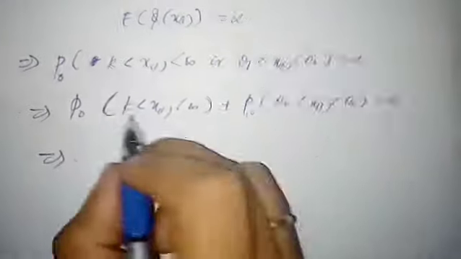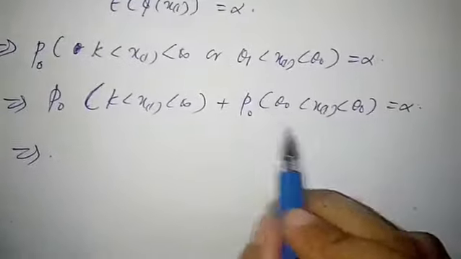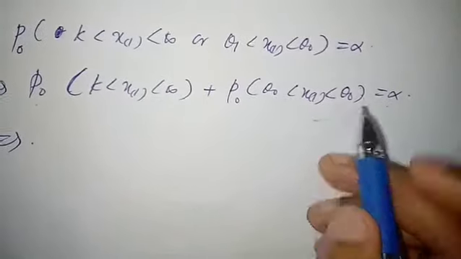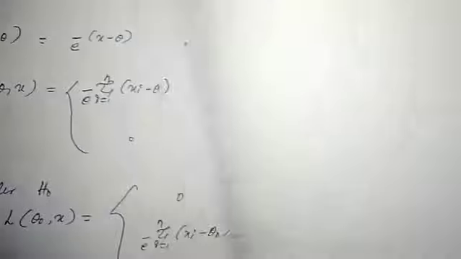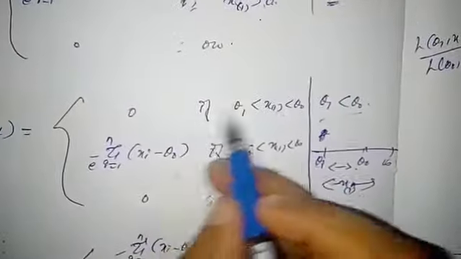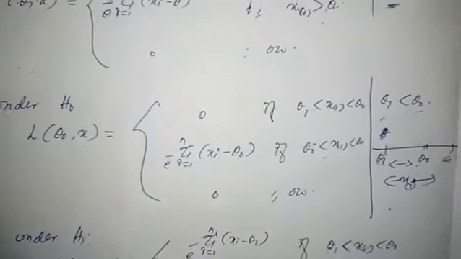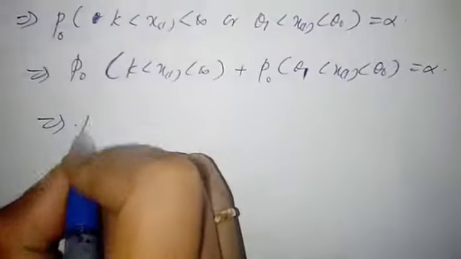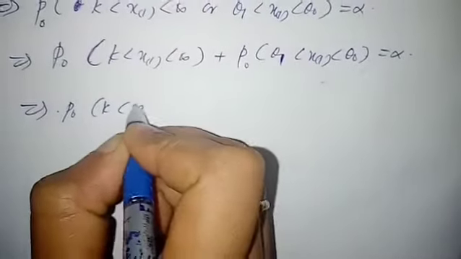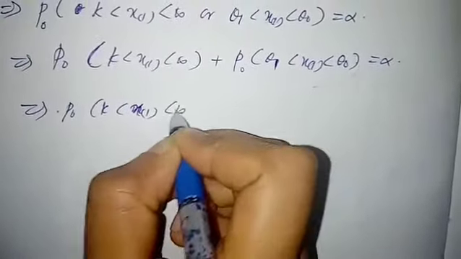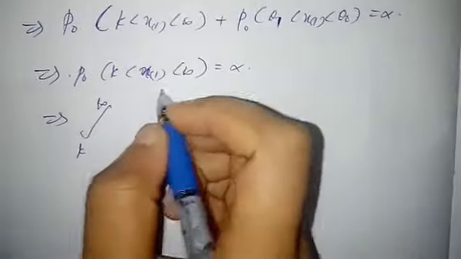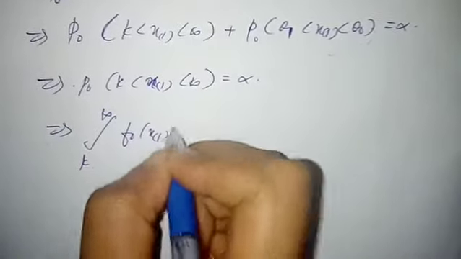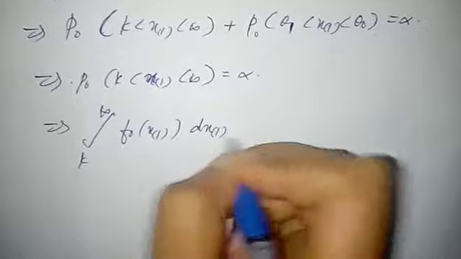Which implies here, under H naught, the second term takes the value 0, right? Then the remaining probability of k less than x1 less than infinity is equal to alpha, right? Which implies the integral from k to infinity of f naught of x1 dx1 equal to alpha.